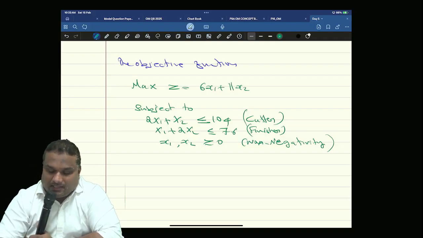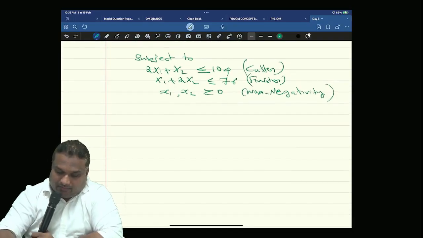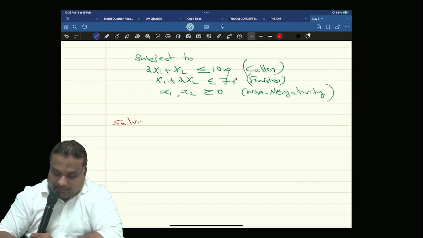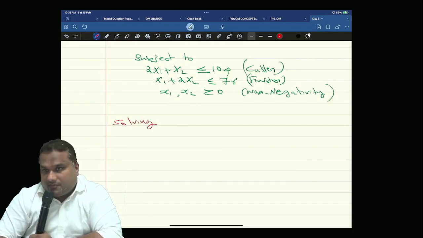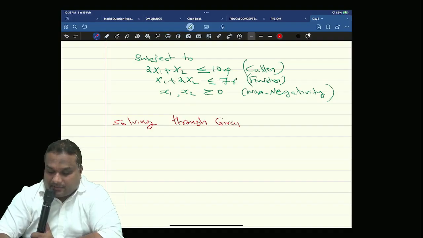Now, heading you write: solving through graphical method. Write down. We are going to find out the final answer. Actually, in our exam, at the intermediate level and even at the final level, the final answer is not required. Only equation formulation is required. Okay. Solving through which method? Graphical method.